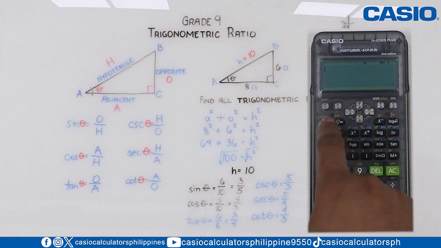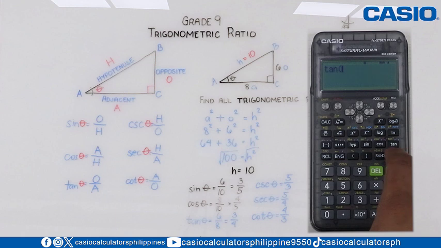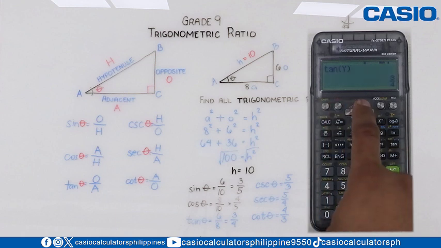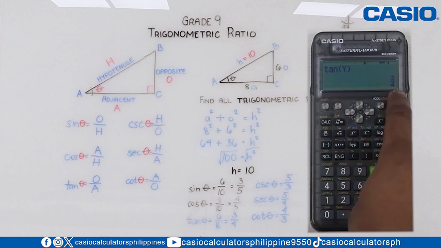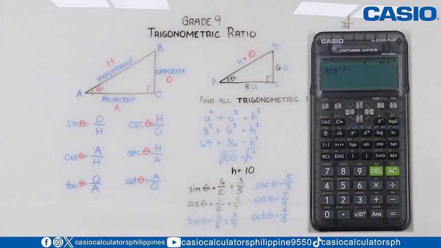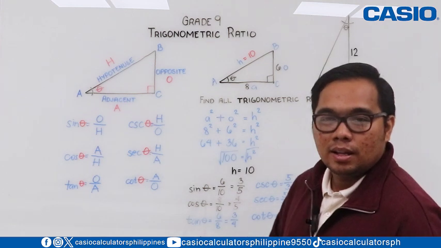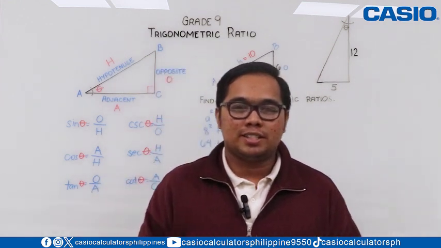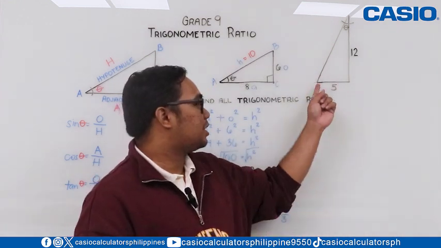And then tangent theta, so that is tangent. Then access the y variable again. And we get the tangent theta to be equal to 3 over 4. And its reciprocal cotangent theta is equal to 4 over 3. And that's how you use your calculator in solving for the different trigonometric ratio without using Pythagorean theorem or even the SOHCAHTOA. Now, let's try and solve our second equation, or our second triangle.